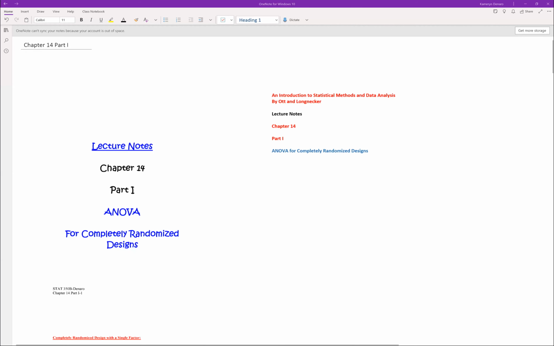Hello, everyone. We're working through chapter 14, part 1, ANOVA for completely randomized designs. This is to accompany An Introduction to Statistical Methods and Data Analysis by Ott and Longnecker.